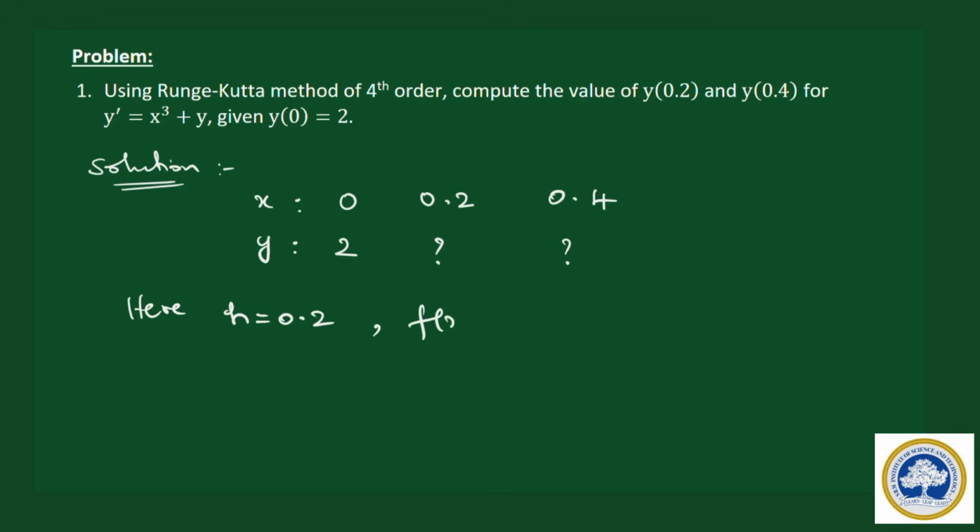And then, what is f of x comma y here? f of x comma y is x cube plus y. And then x naught is equal to 0, y naught is equal to 2. So these are the values we want. Using these values, first we have to calculate the values of k1, k2, k3, k4. Then finally we can put them in delta y.